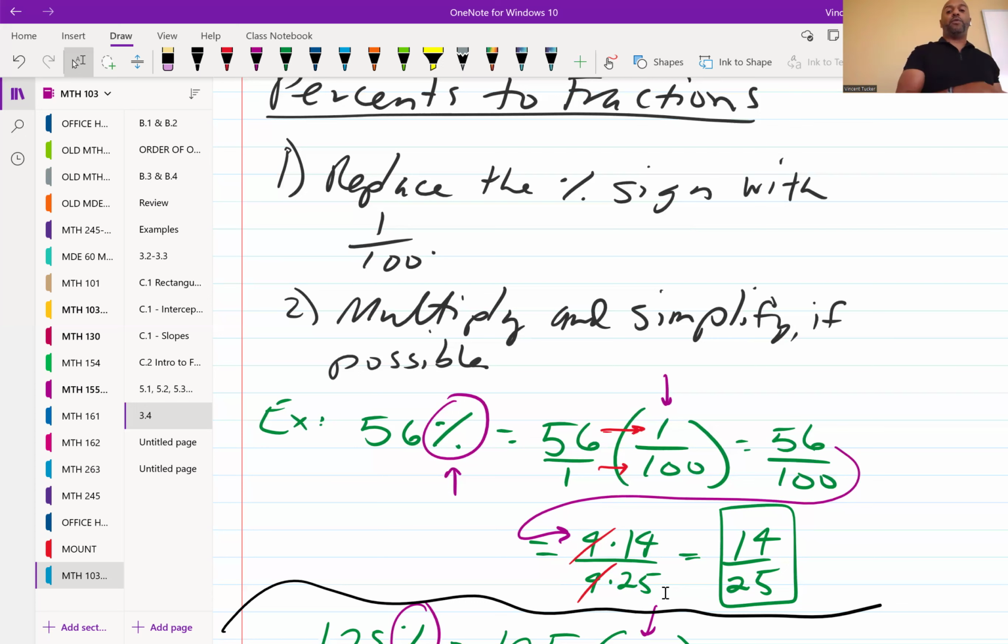So if you didn't see that 4 that's in common with both top and bottom, use what you do see, and then continue to reduce down until you get to the smallest numbers possible. But you are expected to reduce if possible. Well, before the common factor. Yeah, yep, greatest common factor.